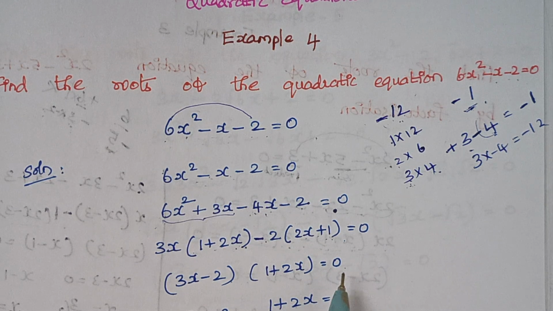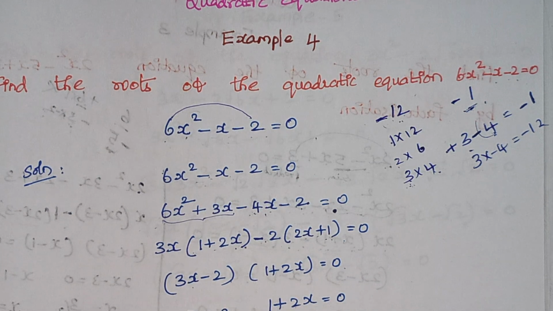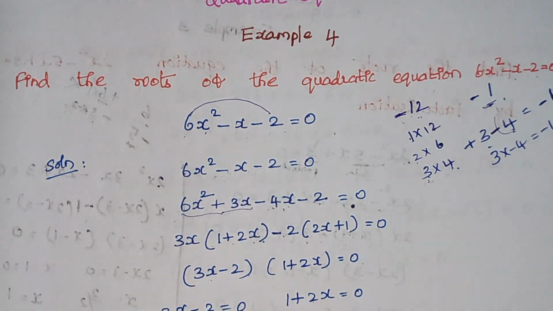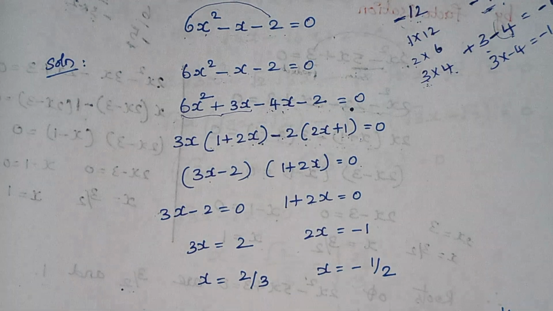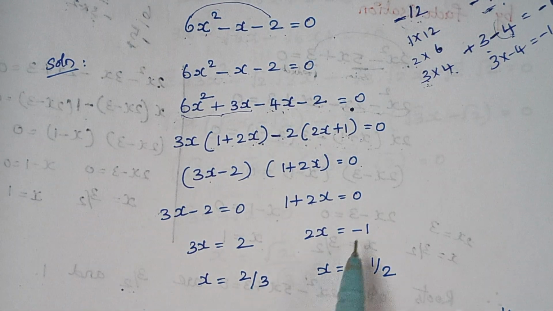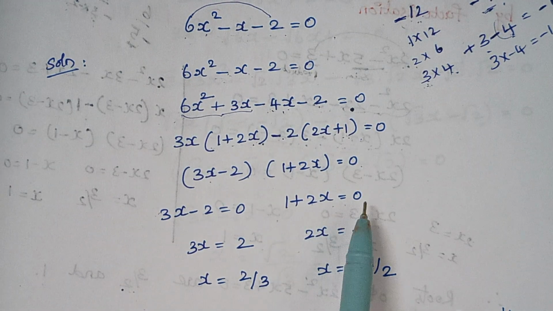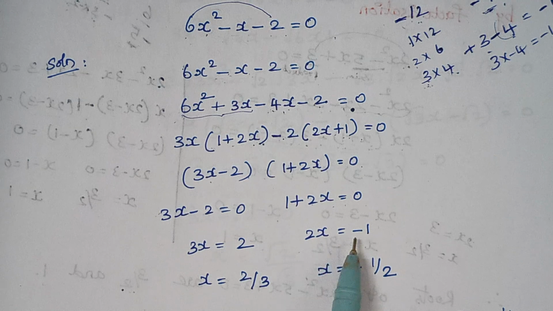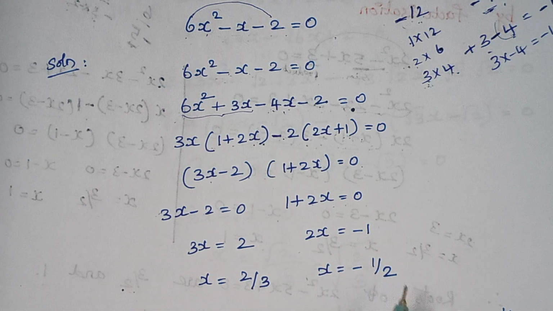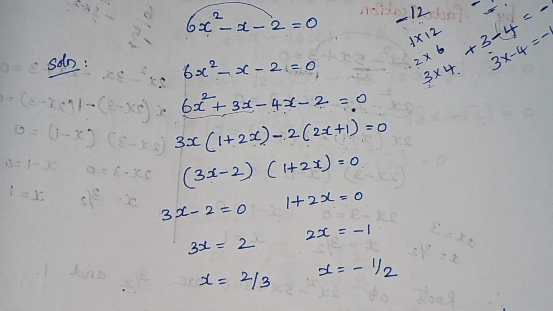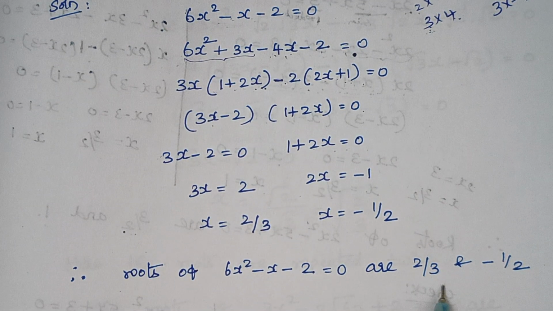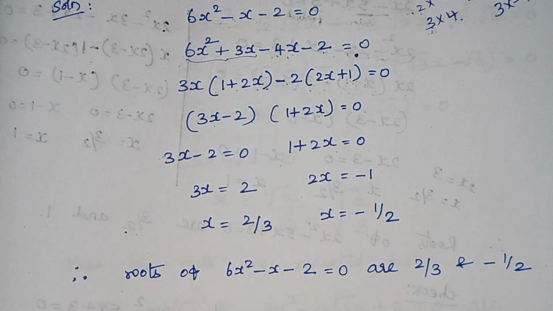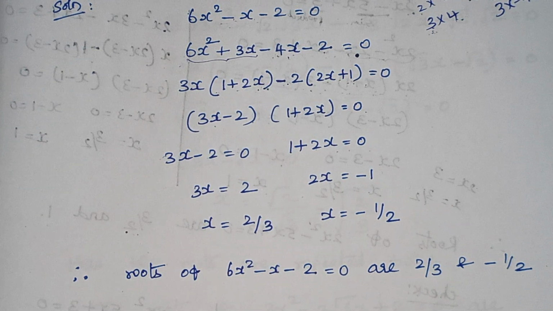Now I am going to equate each individual term to 0. So here 3x minus 2 is equal to 0, and when you solve, the value of x is 2 by 3. And again here 1 plus 2x is equal to 0, therefore 2x is equal to minus 1 and x is equal to minus 1 by 2. Therefore the roots of the given quadratic equation are 2 by 3 and minus 1 by 2. Now we can have a check.